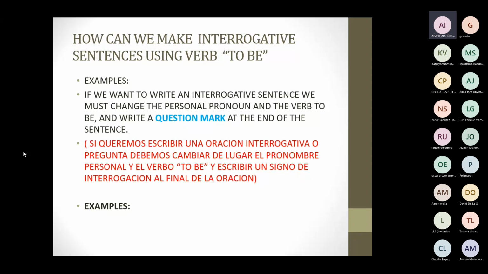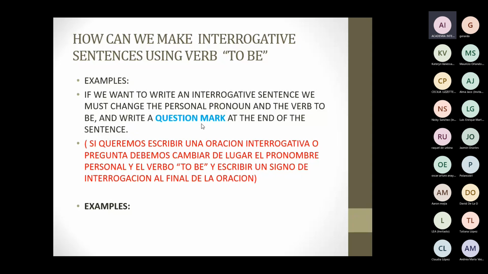And something very important that we don't have to forget is to write a question mark. We must not forget to write a question mark. No debemos olvidar escribir el question mark, es el signo de interrogación. Así se llama en inglés, signo de interrogación. Question mark. Al final de la oración cuando la hacemos, when it's a written sentence, right? When it's a written sentence, cuando es una oración escrita.